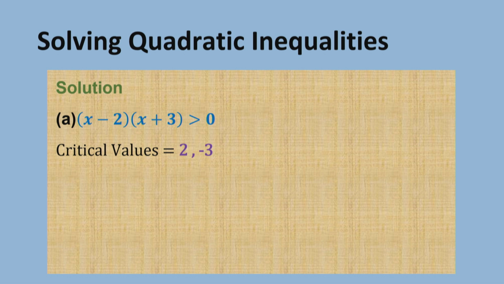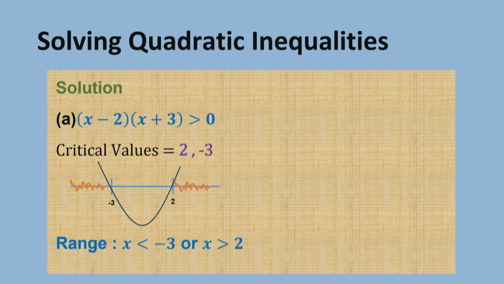So these are called critical values because we do not have an equation here. It is an inequality. Right, now we're going to use the number line. So minus 3 and 2 and the curve. Now it is greater than 0, so we are going to shade where the curve is above the line. That is here and here. Now how are we going to show the result? So the range of values will be x less than negative 3 or x greater than 2.